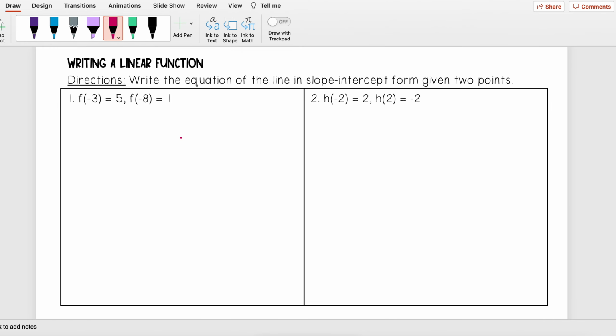Okay, this one is really just the same thing, but now we're writing a linear function. And so you notice that instead of having just the ordered pairs, I have it in my function format. So I have f of -3 is equal to 5, f of -8 is equal to 1. And so remember, that's really the same thing as the points -3, 5 and -8, 1.